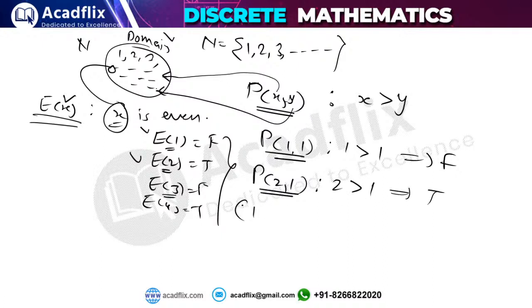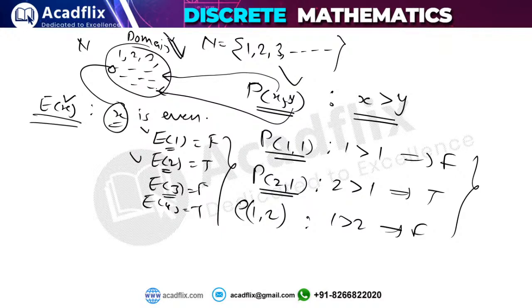Similarly, P12 will be 1 greater than 2. Now this is false. Right now this is a predicate because it is a statement about the elements in this domain, and this predicate is taking two variables. This predicate is on two variables. Once we fix our domain, these variables can take values from this domain. x can take value from this domain, and y can take values from this domain.